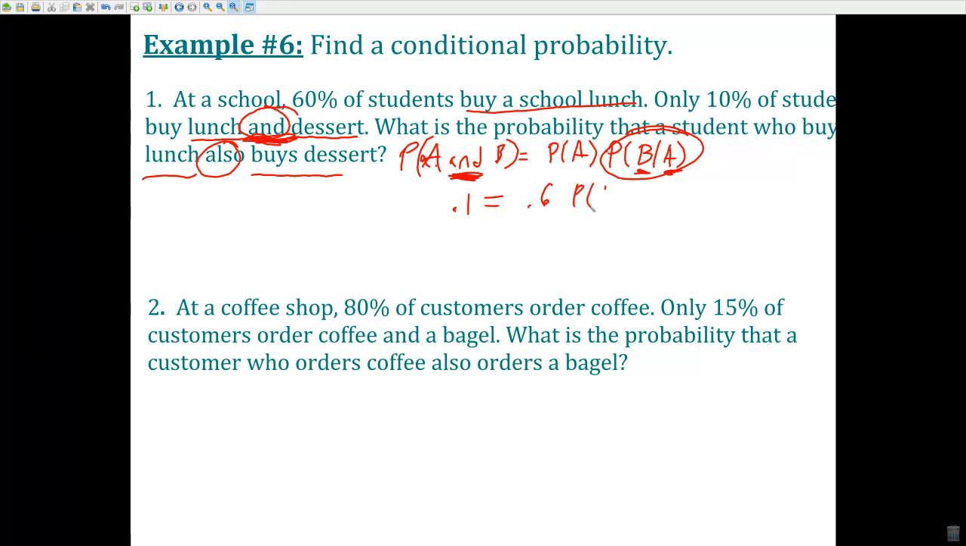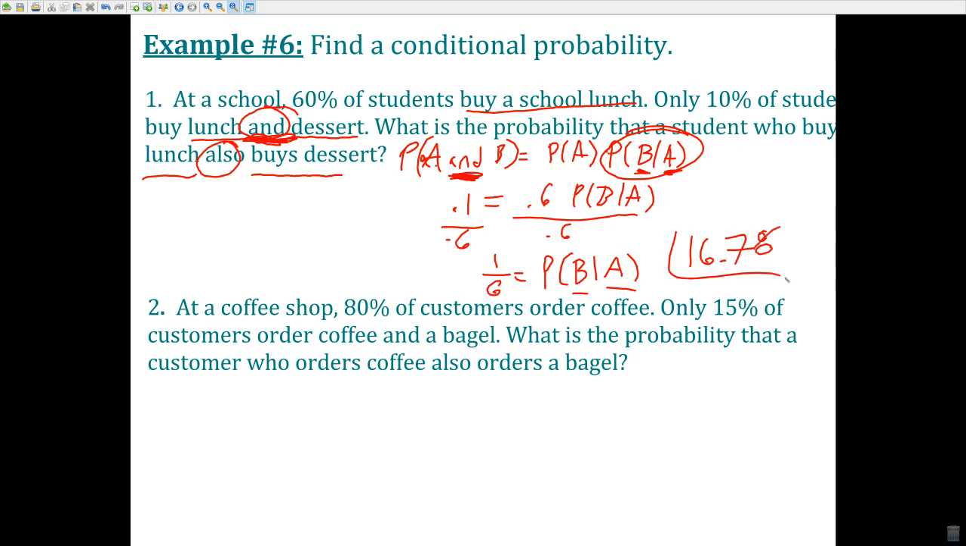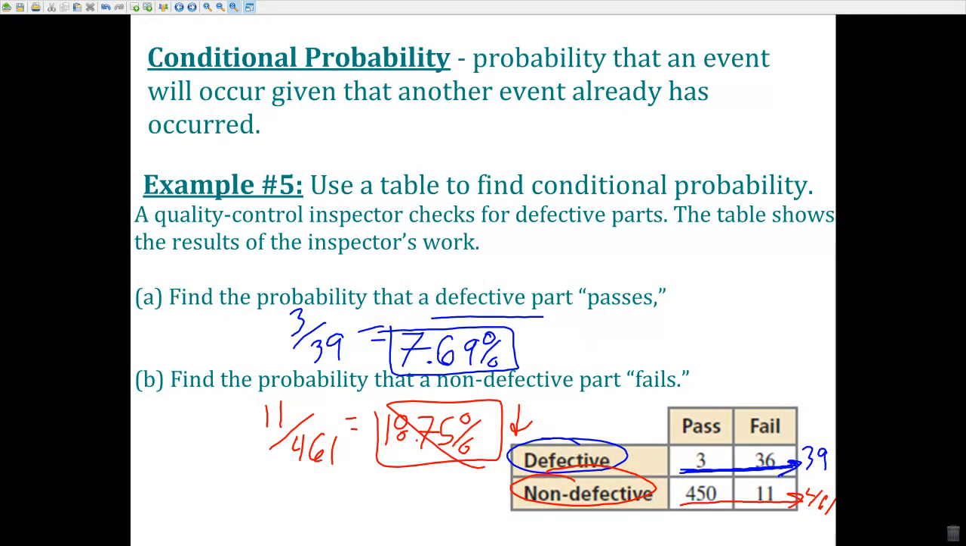So if you go back to algebra, you have to divide both sides by 0.6. Get your answer. 1/6 is the probability of B given A. Probability that they're going to buy dessert given they bought lunch. That's what that means, right? So 1/6, that's about, oh wow, I messed up on the other one. Sorry, I'll go back. 16.7%. That's what that should be. Sorry, some people are like, what? Hey, you messed up on the last one. Sorry, I just realized that.